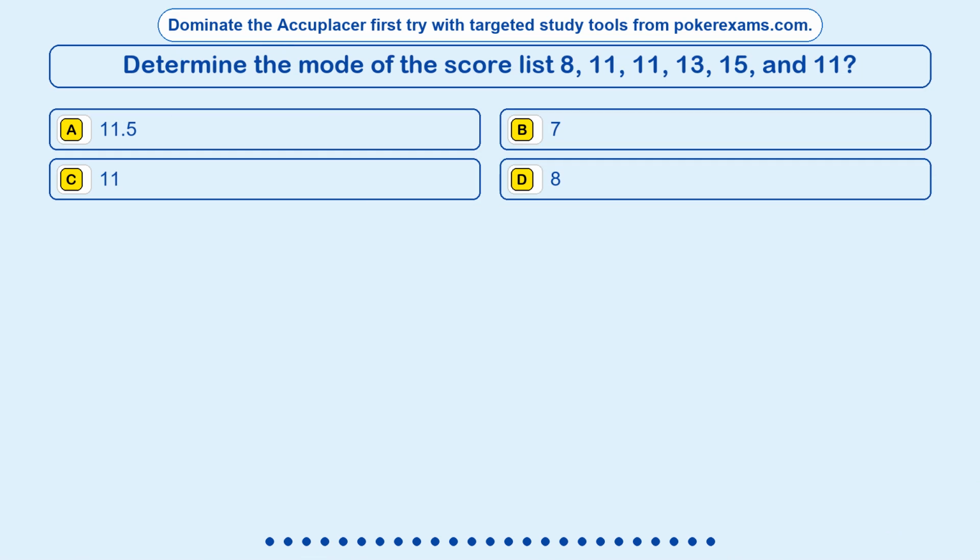Question 9. Determine the mode of the score list 8, 11, 11, 13, 15, and 11. Option A, 11.5. Option B, 7. Option C, 11. Option D, 8.